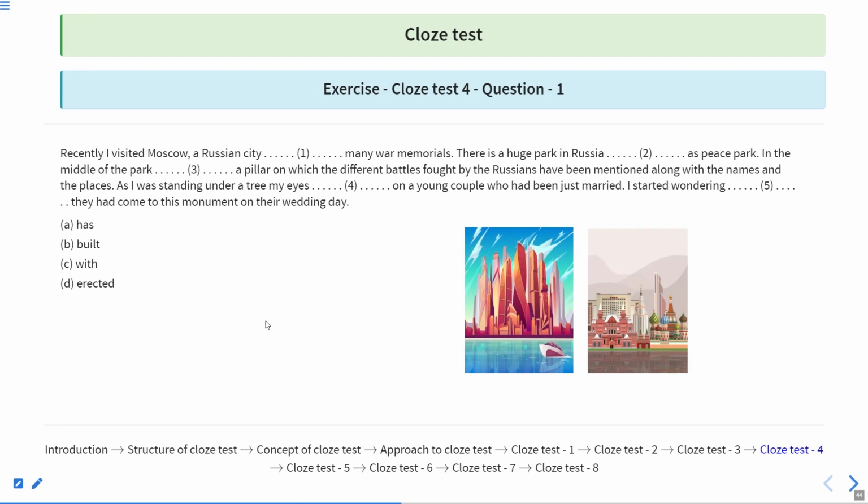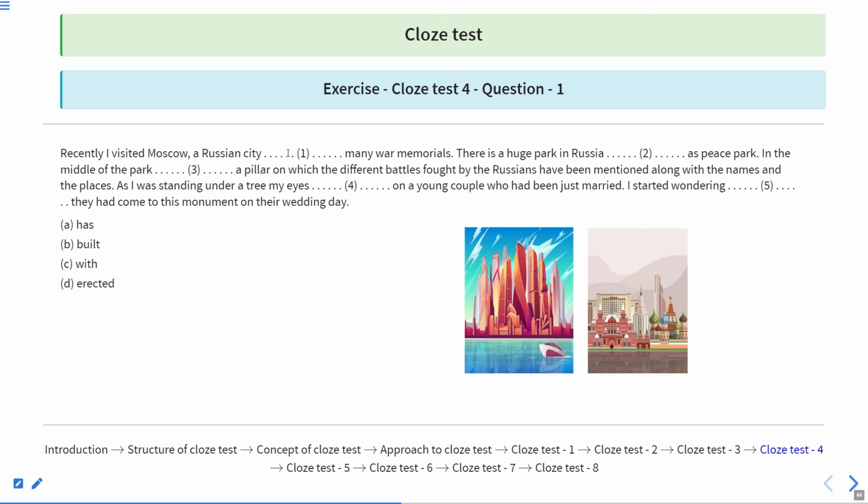Look at the next one. Recently, I visited Moscow, a Russian city, dash many war memorials. There is a huge park in Russia, dash as Peace Park. In the middle of the park, dash a pillar on which the different battles fought by Russians have been mentioned, along with the names and places. As I was standing under a tree, my eyes dash on a young couple who had just been married. I started wondering, dash, they had come to this monument on their wedding day.